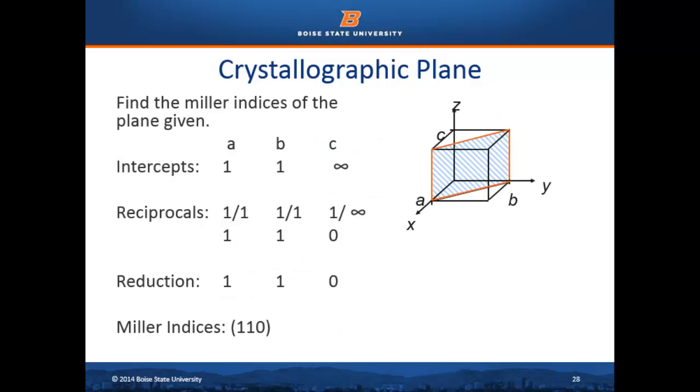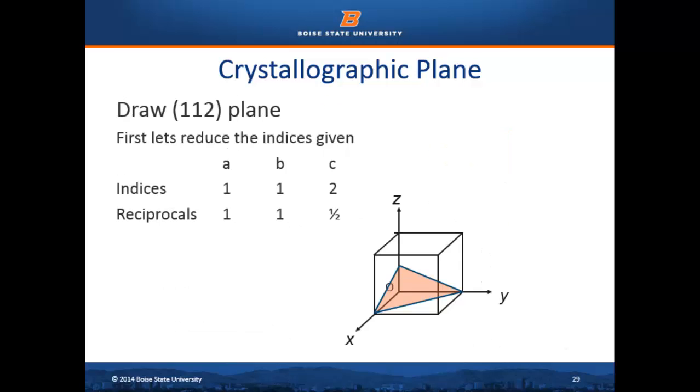Here we ask to find the Miller indices of a plane given. We will use the steps that we had discussed in the earlier slide. First, we will find the intercepts on the x, y, and z axis, which are 1, 1, infinity. Second, we will take the reciprocal, which is 1, 1, 0. We now reduce to 1, 1, 0 and then enclose in parentheses without commas. Remember that if we had a negative sign, we had to place it above the number.